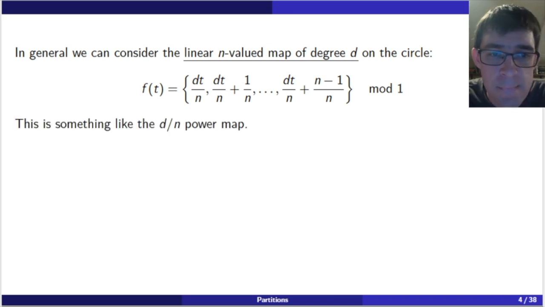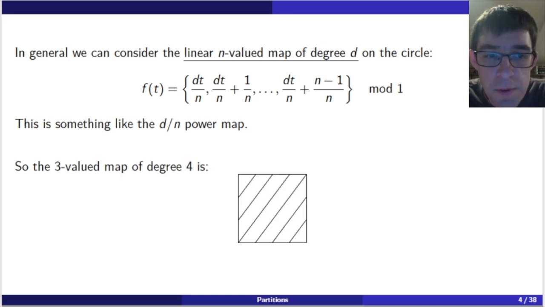All right. If you're thinking about it in the complex plane, this is something like the power map of z to the power d over n. So for example, the three-valued map of degree 4 looks like this. These are all lines of slope 4/3, right?